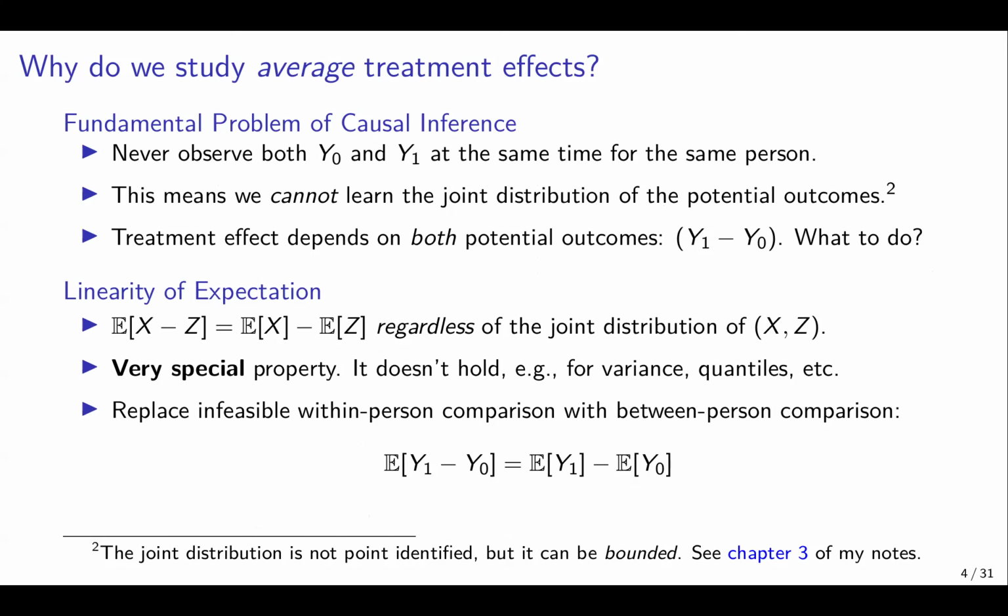And I should just mention on the previous slide, before we skip ahead, that if you're interested in learning more about this point, about why we look at average treatment effects, could we look at more interesting objects, you can take a look at Chapter 3 of my lecture notes on treatment effects, where I talk about partial identification, and I look at how it is possible to place some bounds on the joint distribution of the potential outcomes.